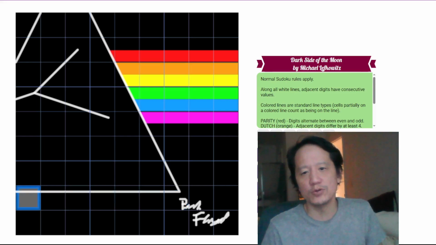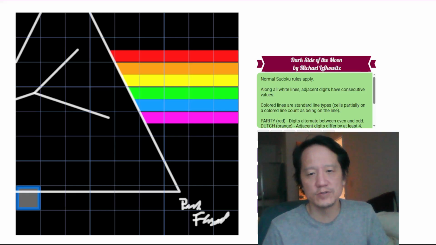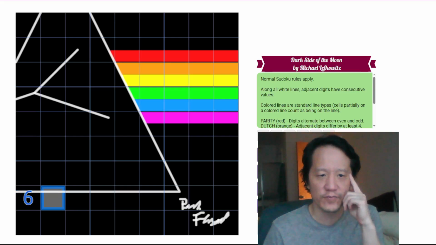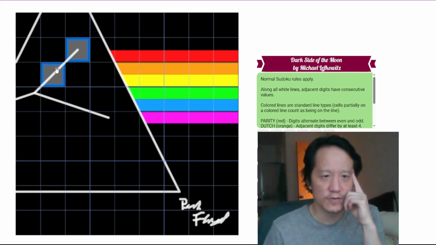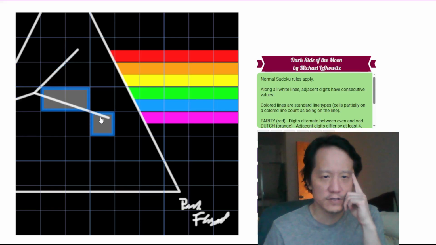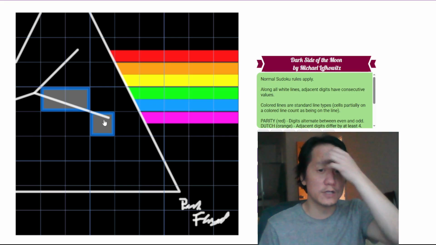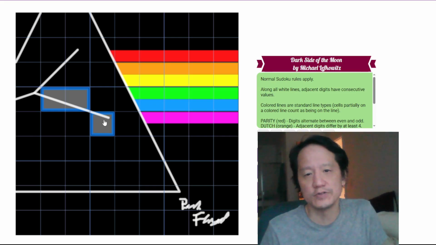So for example, if this were a 6, this would have to be a 5 or a 7 to make sure that those digits are consecutive. And then I think these two are consecutive. These 3 are consecutive, which is consecutive with these 3. So adjacent digits along the white lines have consecutive values.